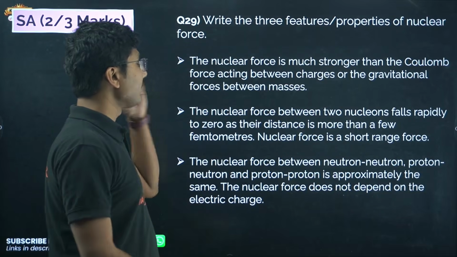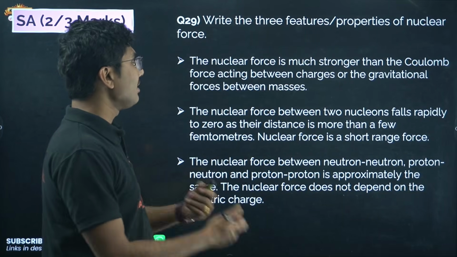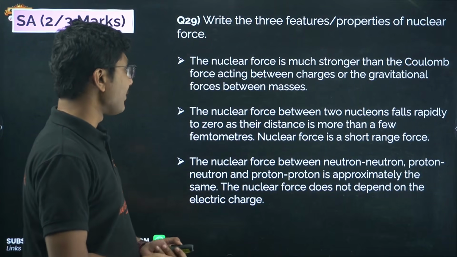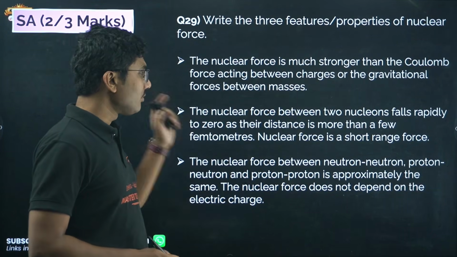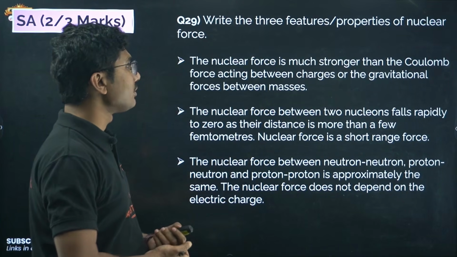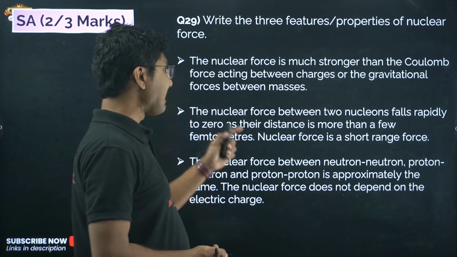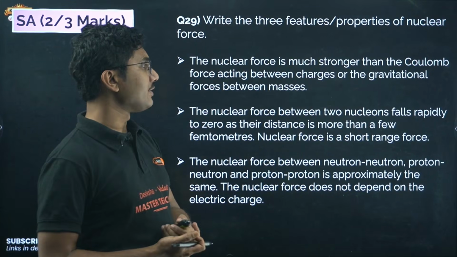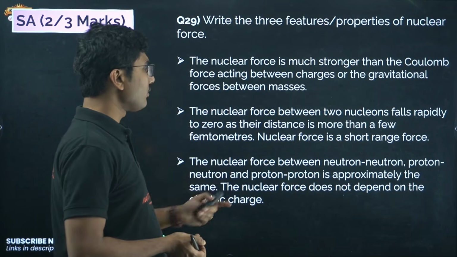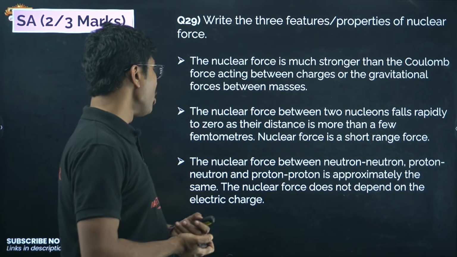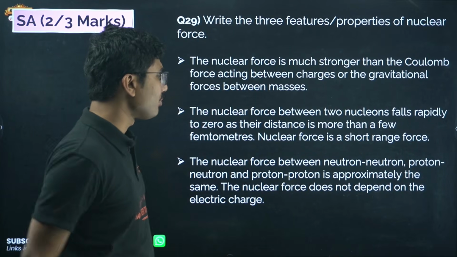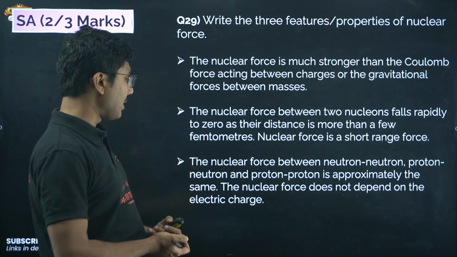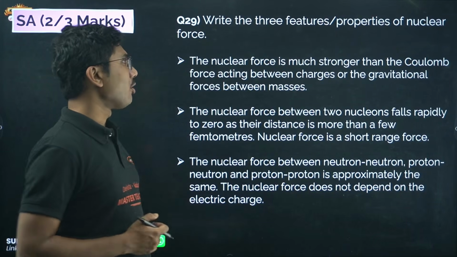Okay, so nuclear force is much stronger than Coulomb force acting between the charges, or the gravitational force between the masses. Nuclear force between 2 nucleons falls rapidly to 0 as their distance is more than a few femtometers. Nuclear force is a short range force. The nuclear force between neutron-neutron, proton-neutron and proton-proton is approximately the same. The nuclear force does not depend on the electric charge. So these are the properties.